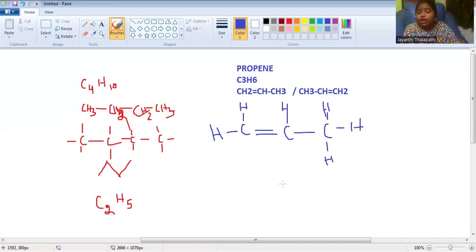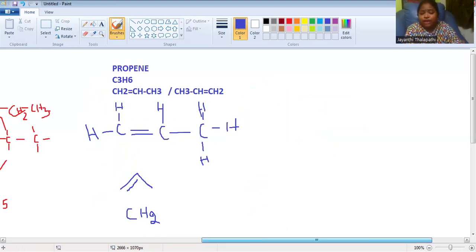So how will you draw the skeletal formula for this? Same way, 3 carbon atoms, but there is a double bond over here. That's all. Okay, so this is propene. Now, what is the empirical formula? You can easily understand one thing for all alkenes, because the formula itself shows CnH2n, which means for all the alkenes the empirical formula will be CH2. For all alkenes, it will not change. So this is how we have to write alkenes.